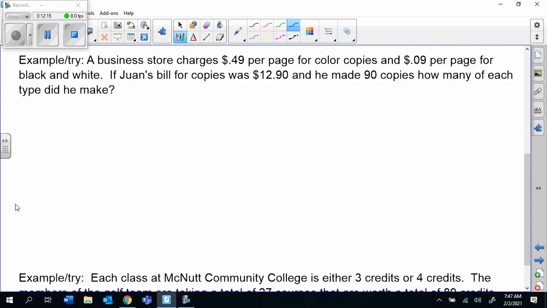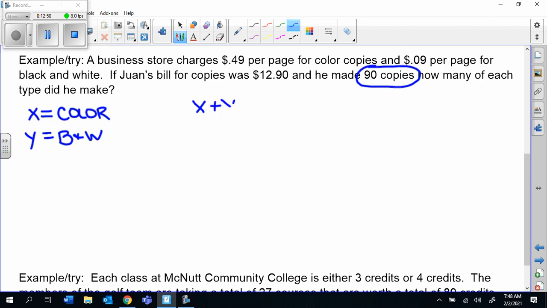Okay. So a business store charges 49 cents for color, 9 cents black and white. His total bill was $12.90, and there are 90 copies total. So let's make X equal to the color copies, how many of each type, and then Y will be how many black and white copies we end up with. We need one equation with the number of total items. Our total is 90. So X plus Y equals 90.